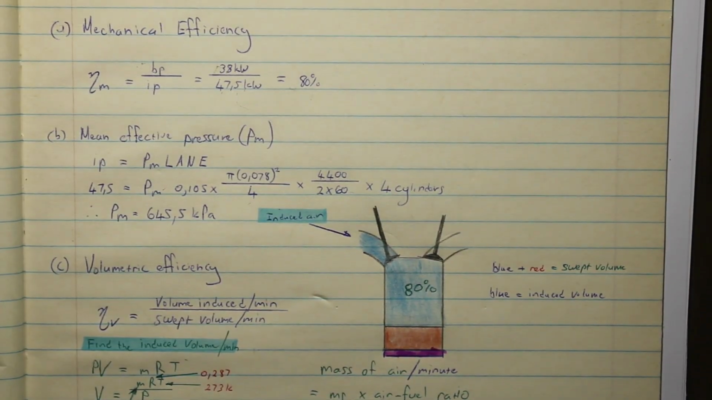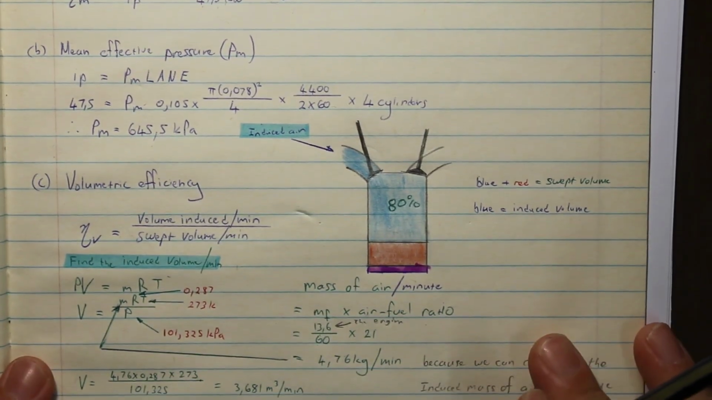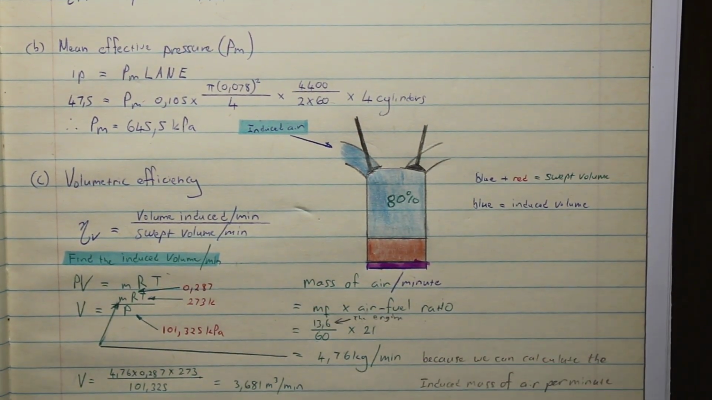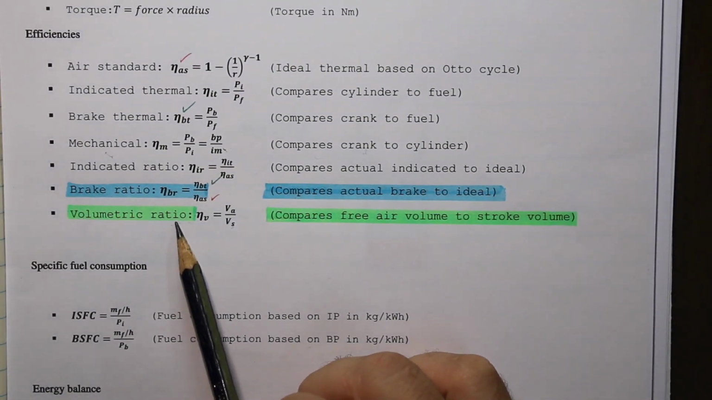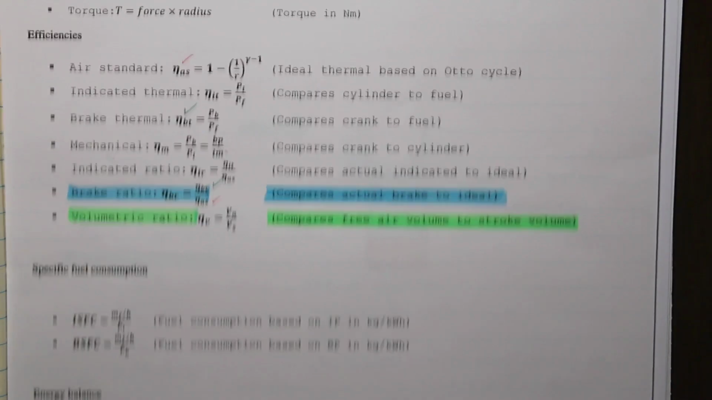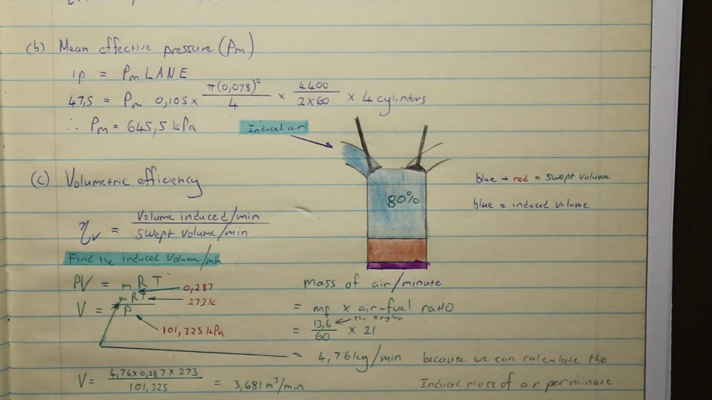So volumetric efficiency, what is that? I'm just going to try and explain this with this diagram here. Volumetric efficiency is on the sheet here as well. And what that is, it's the induced volume per minute over the swept volume. So what does that mean now?